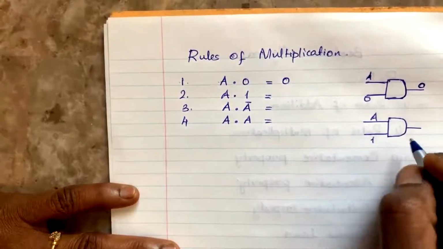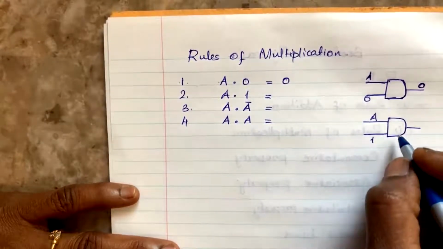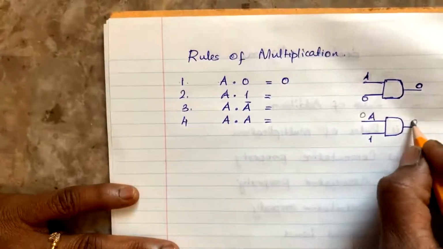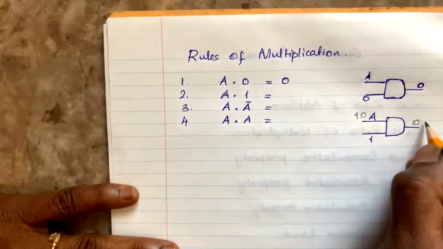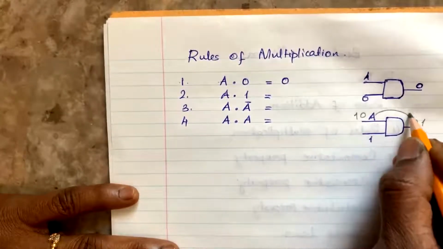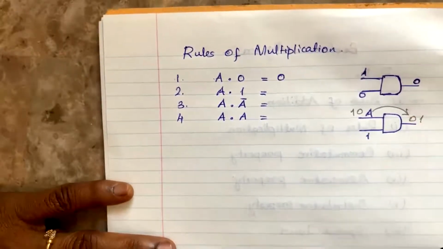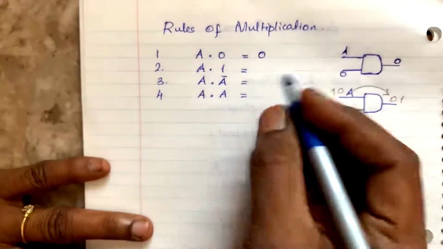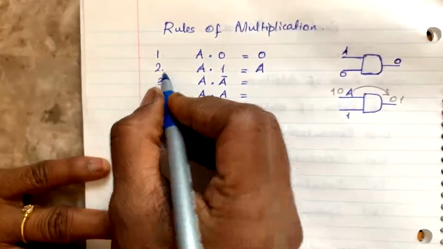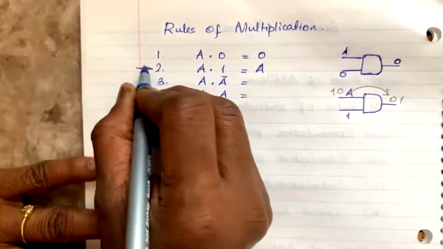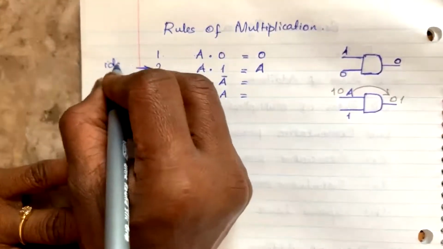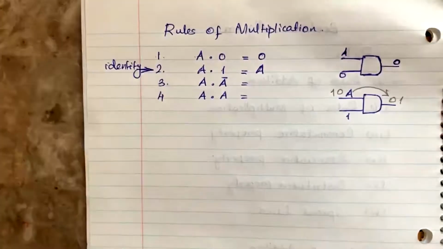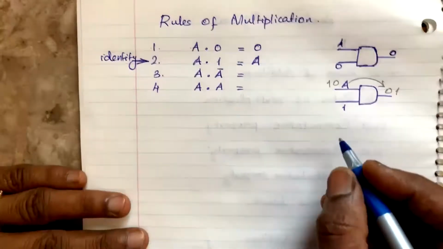A and 1 here, A dot 1, if A is a 0, the output is a 0. If A is a 1, the output is 1. The output is all the time following A. So we say that A dot 1 is A, which is multiplicative identity. We can say this is rule of identity for multiplication. Now, A dot A complement.